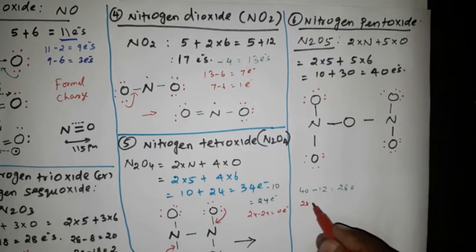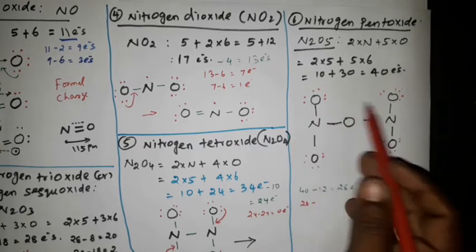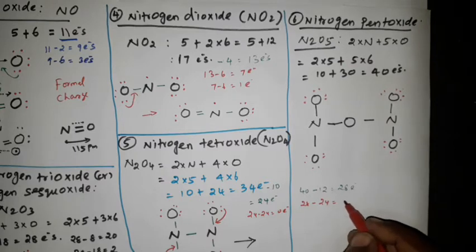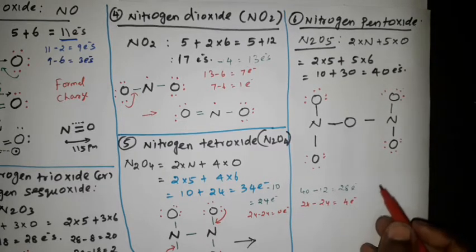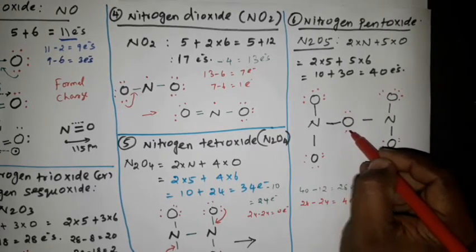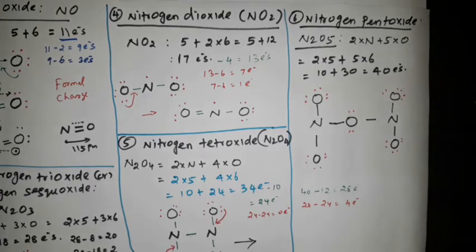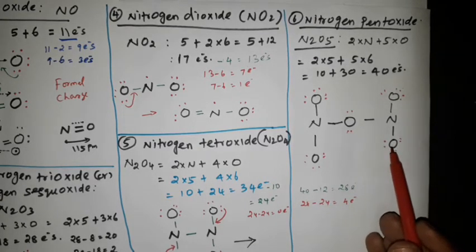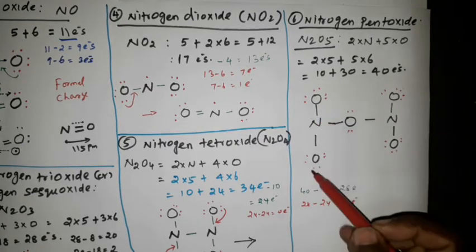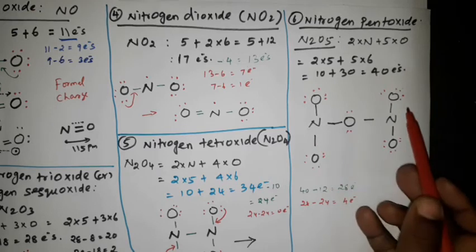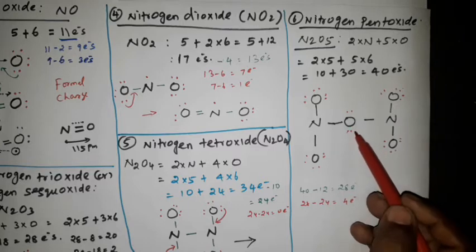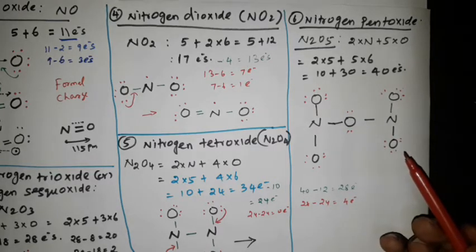So 28 minus, there are 4 oxygen atoms, 4 into 6, 24 electrons. So 24 used, 4 electrons are remaining. These 4 electrons will go to this oxygen atom. So 2 here, 2 here. Okay. Now check the octet for all the oxygen atoms and nitrogen atoms. This oxygen atom 6 plus 2, 8 completed. This oxygen atom 6 plus 2, 8 completed. Then here 6 plus 2, here also 6 plus 2, 8 completed. In the middle also 4 plus 4, 8 completed.